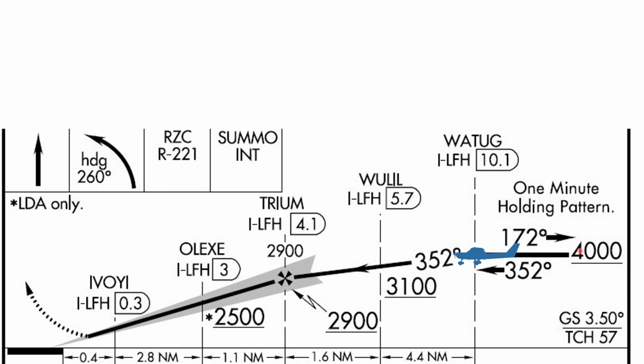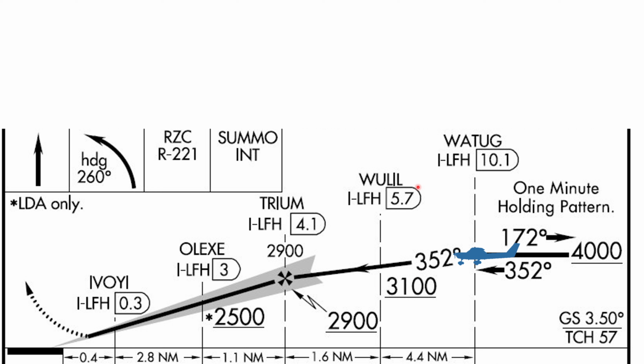So we do have Watug at 4,000 feet. We will not be descending on the glide slope. We won't intercept the glide slope until we're slightly beyond Watug. And then we need to make sure that we cross this next intersection, Wooleel, at or above 3,100 feet. So just monitor your altimeter.